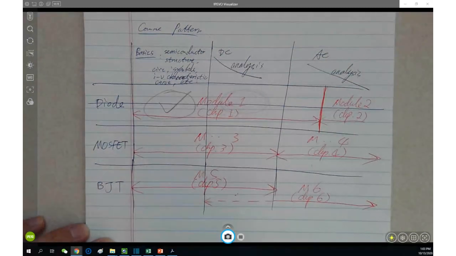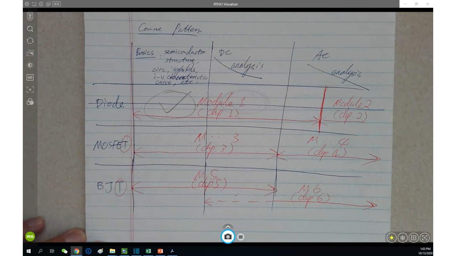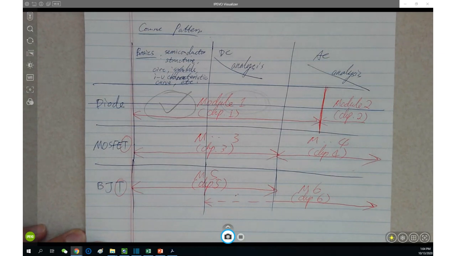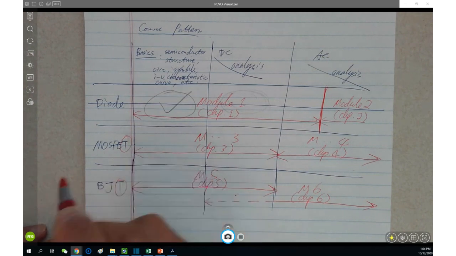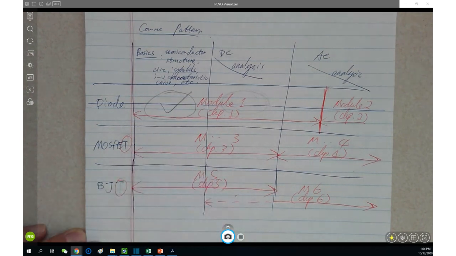So we start to talk about the MOSFET, following the same sequence, beginning with basics, followed by DC analysis and AC analysis. Then the BJT, which is the second type of transistor. First, you need to realize both MOSFET and BJT have the letter T as the very last letter. MOSFET and BJT are not the full names, they're just abbreviations, and the last letter T represents transistor. So both are transistors, just two types of transistors. In terms of the learning pattern and the knowledge pattern, they are exactly the same.